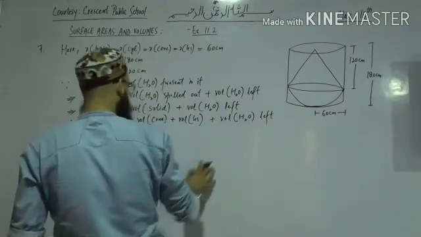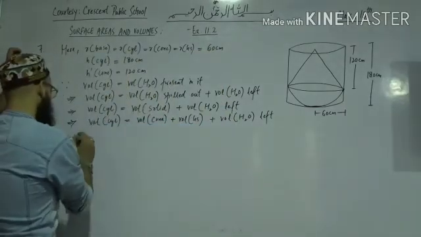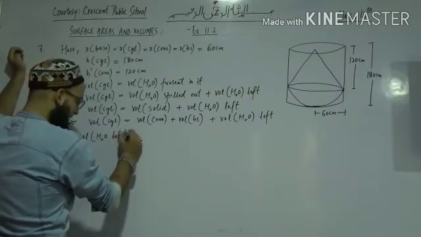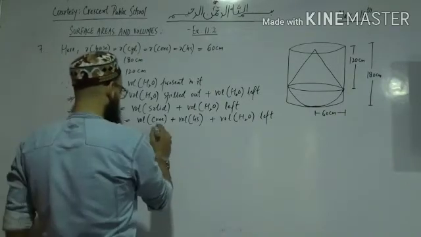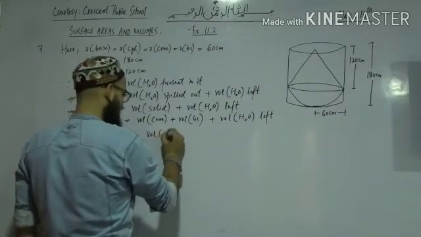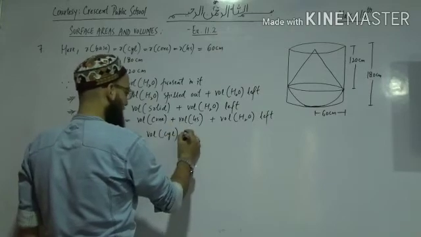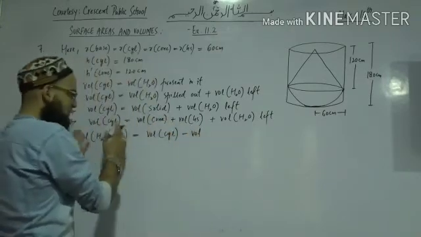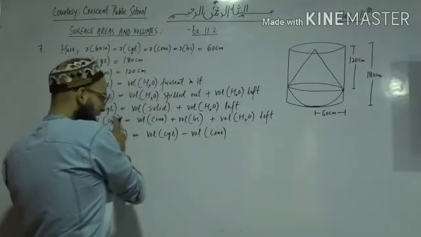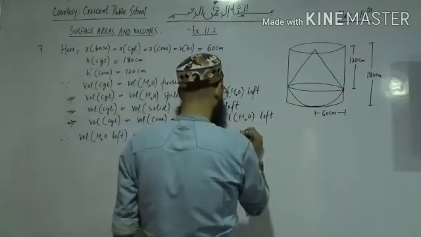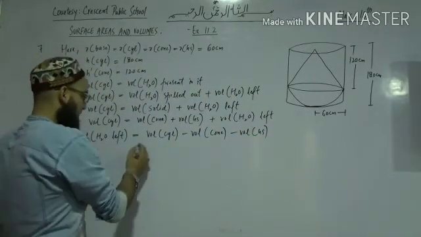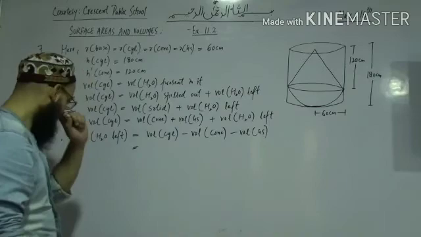Now you need to find this volume of water left. Therefore, volume of water left will be equal to volume of cylinder, then subtract this, volume of cone, transpose this as well here, so minus volume of hemisphere. Now you can find these three and you will get the answer.